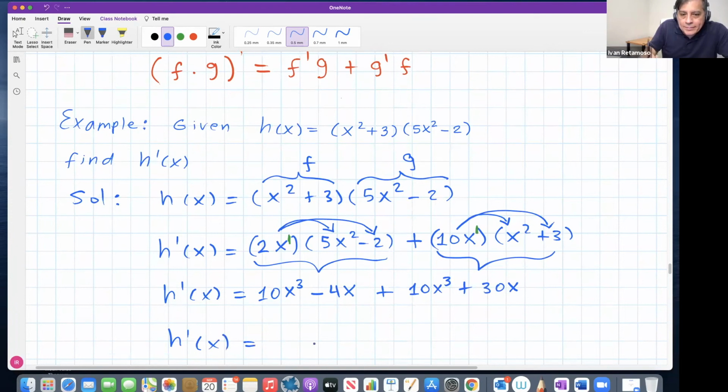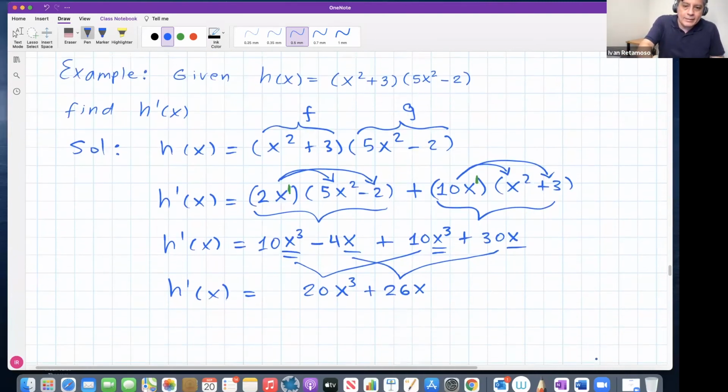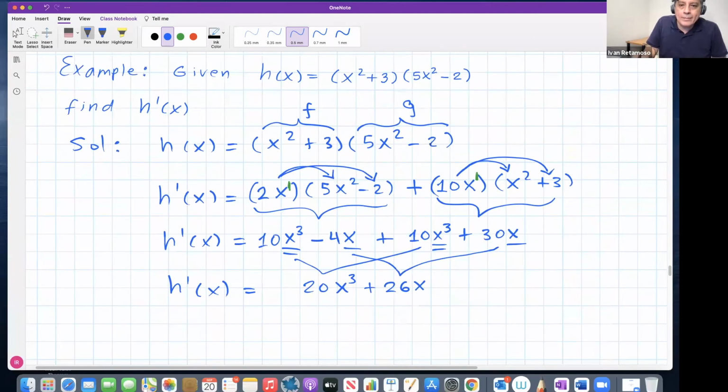Combining like terms, notice this term and this term are like terms, same variable part. 10x cubed plus 10x cubed is just 20x cubed. Add the coefficients, keep the variable part the same. And this term with this term are also like terms: minus 4x plus 30x, minus 4 plus 30 is plus 26x. So this together gives me this combined. After you combine like that, you're done. That's it, this is the answer, applying the product rule.